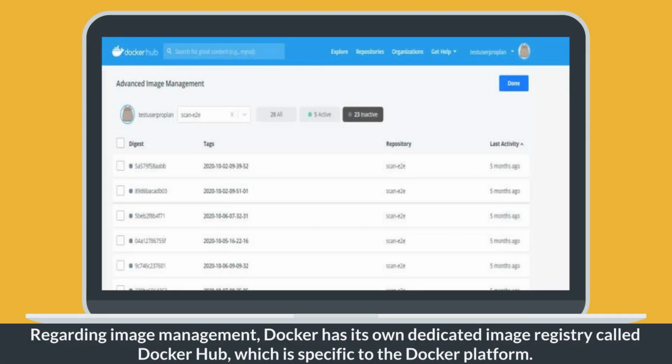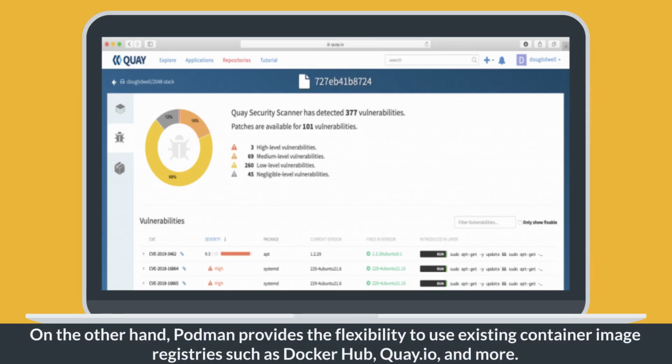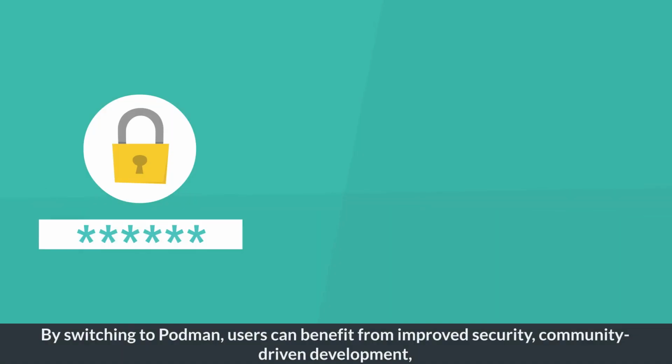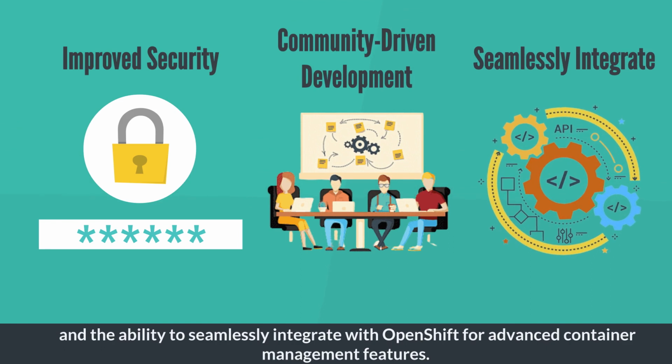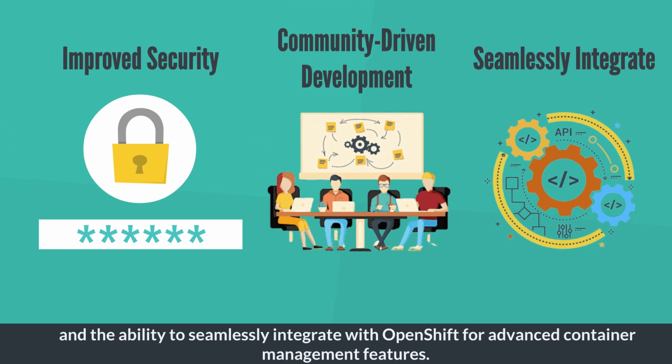Regarding image management, Docker has its own dedicated image registry called Docker Hub, which is specific to the Docker platform. On the other hand, Podman provides the flexibility to use existing container image registries such as Docker Hub, Quay.io, and more. By switching to Podman, users can benefit from improved security, community-driven development, and the ability to seamlessly integrate with OpenShift for advanced container management features.